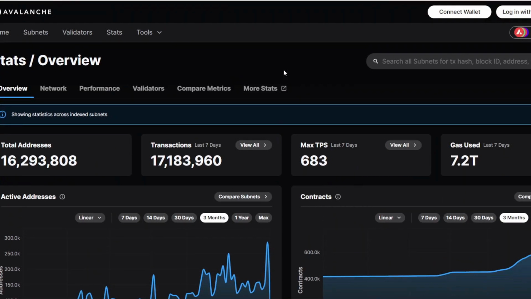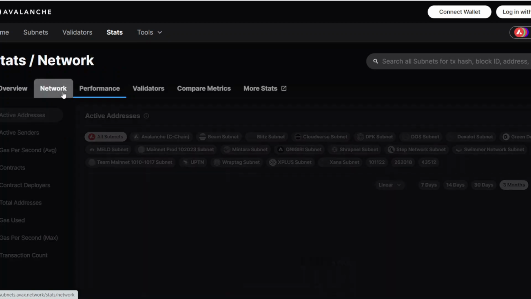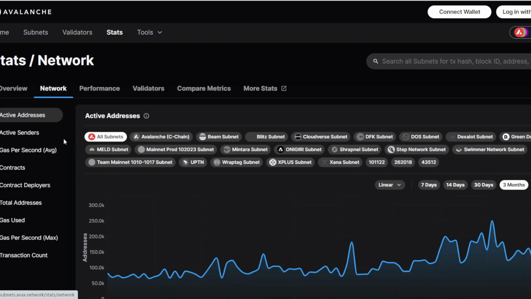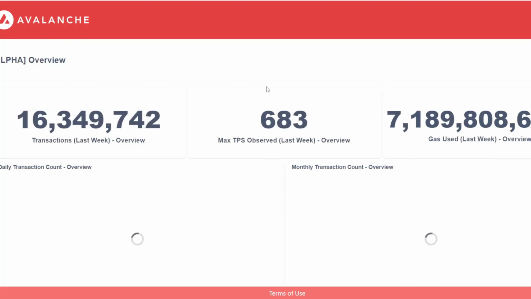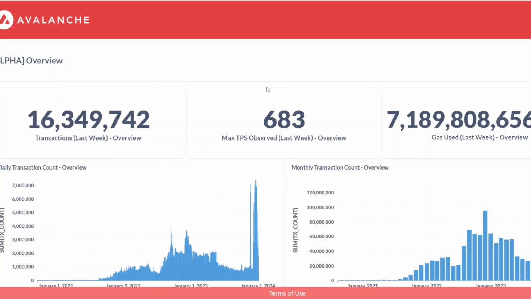Stay tuned so that you can continue to learn more about Avalanche and what they are and how exactly they operate, because we really didn't look into the performance too much. We didn't look too much into the network. We looked at it on the surface level as far as active addresses and senders, but we didn't go into the contracts and the contract deployers and the gas used per second. And then there's even more stats over on this page.